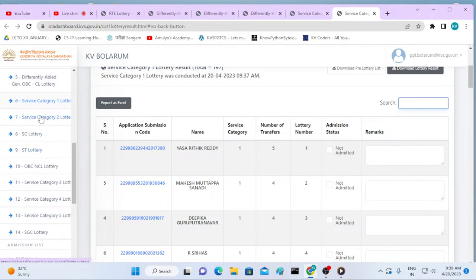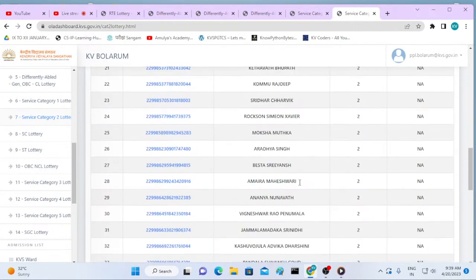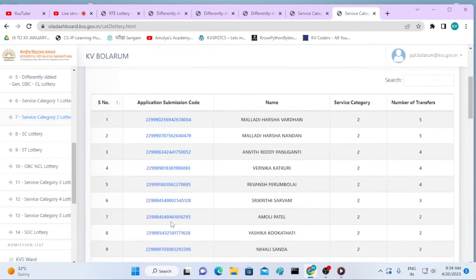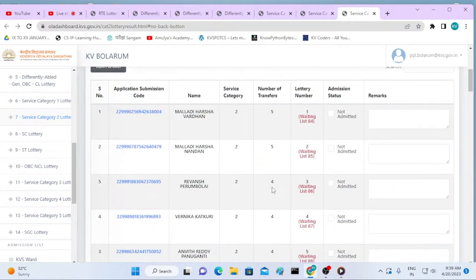Next, sir, seventh one, service category two. Total applied is 80. And I'm conducting the lottery for them. After lottery, this is the position. They all will be waitlist for me. Okay. If any person does not come from the category, then they will be not. Next, eight. All will be waiting list. The top of 80, they will.